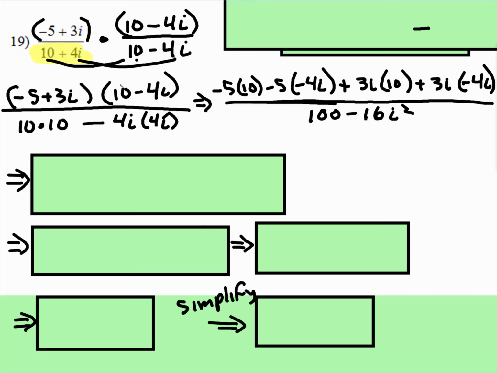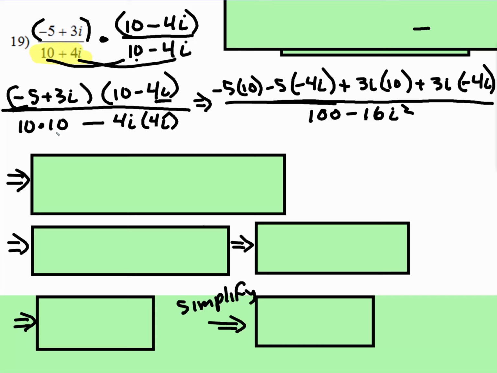We have the first times the first, so negative 5 times 10. Notice I'm just doing the distributive also. Negative 5 times this whole thing, and then 3i times this whole thing. So here's your first, and then here are your outers of the FOIL. So negative 5 times negative 4i, and then the inside, so 3i times 10 plus 3i times negative 4i.